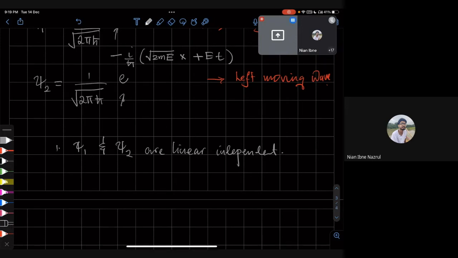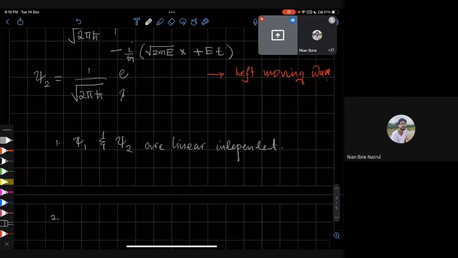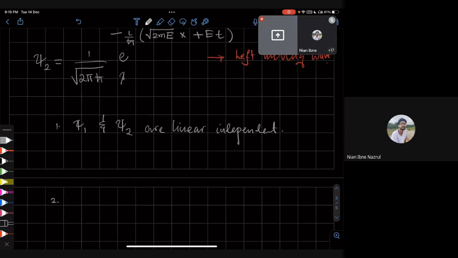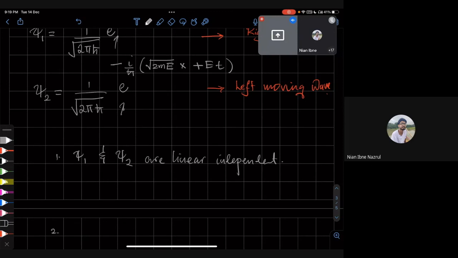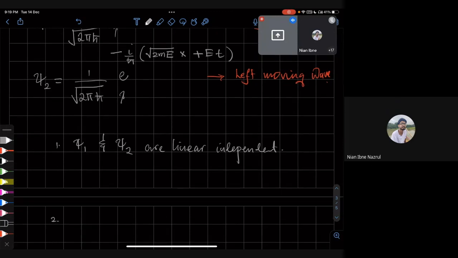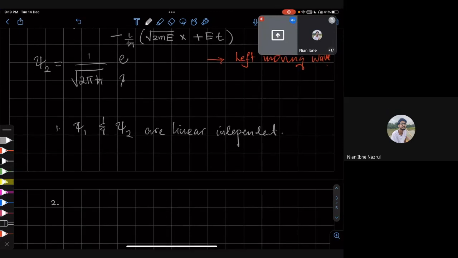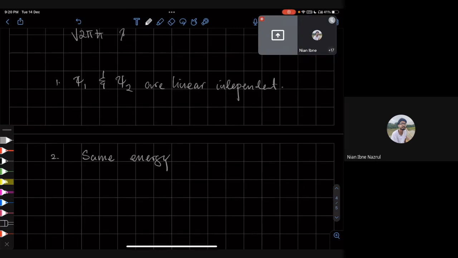Now, observation two is: do they have the same energy or different energy? Same energy. Yeah, because we saw that the energy is given by p squared, and when we square this, it gives me both. So the sign of p is just telling me which direction the wave is traveling. So they have the same energy, right?